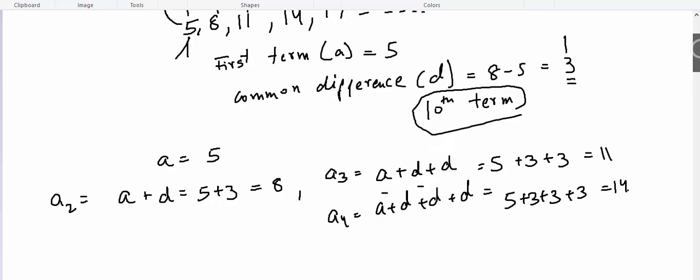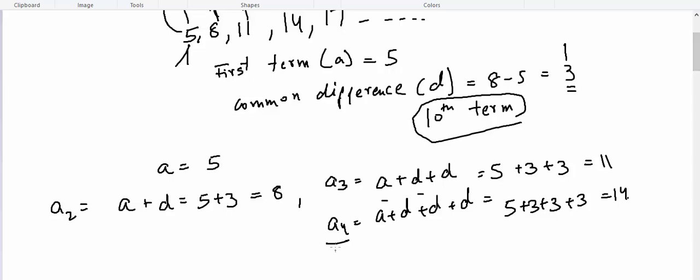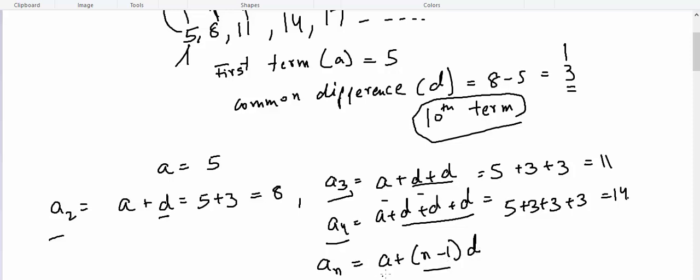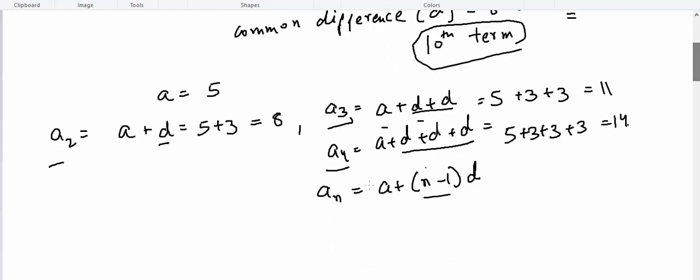Now look here, there's a pattern. To find the fourth term we need to add the common difference 3 times. In order to find the second term we add the common difference 1 time to the first term. In order to find the third term we add the common difference 2 times to the first term. So therefore, to find the nth term we will be adding the common difference n minus 1 times to the first term. So this will become our new formula in order to find the nth term of a given sequence.